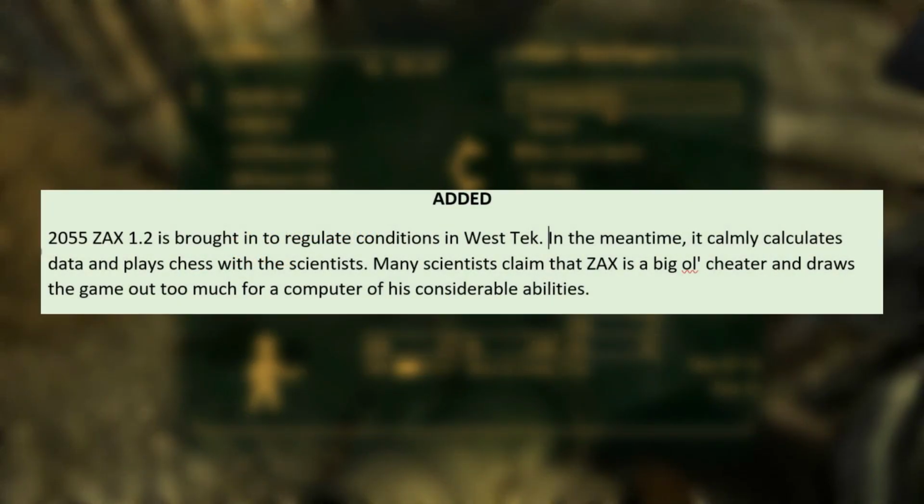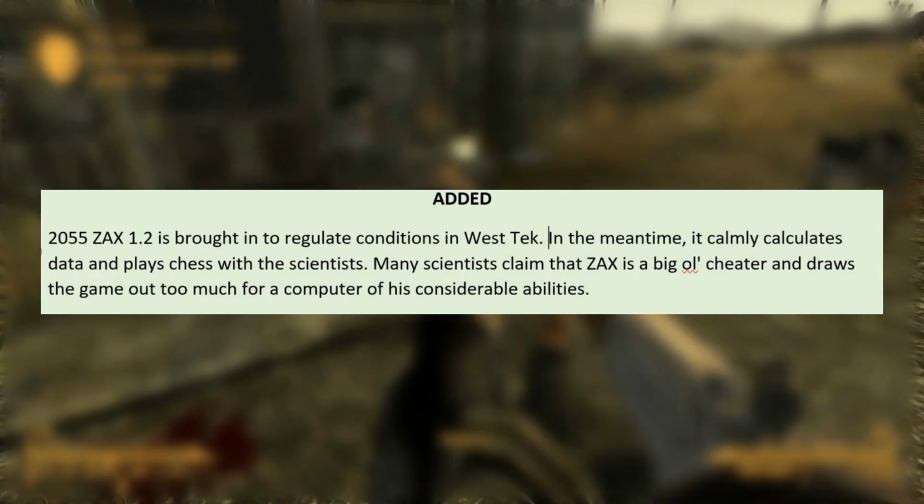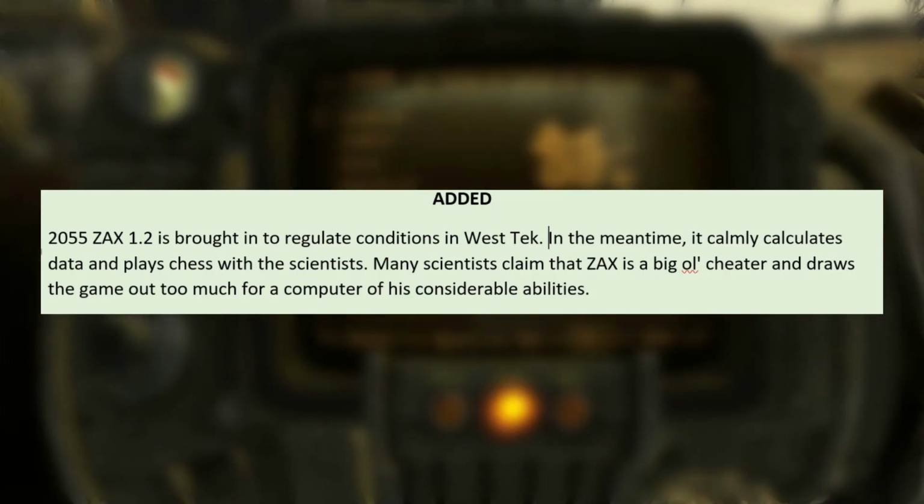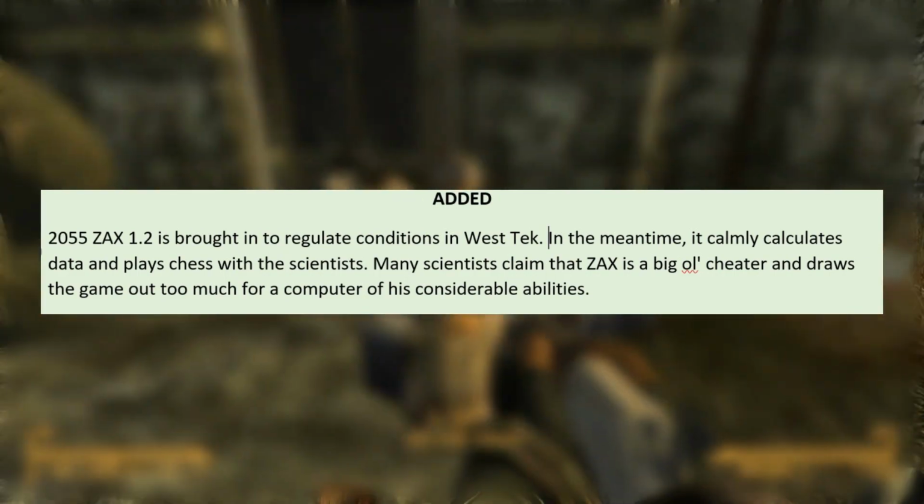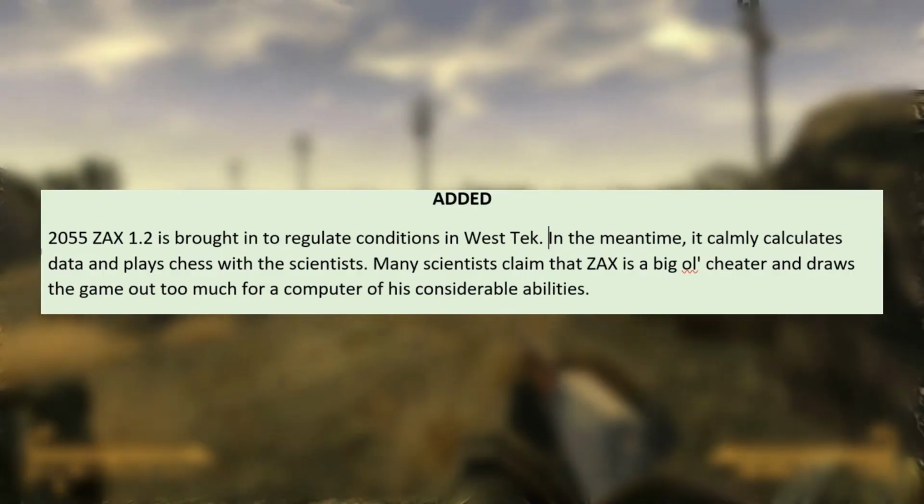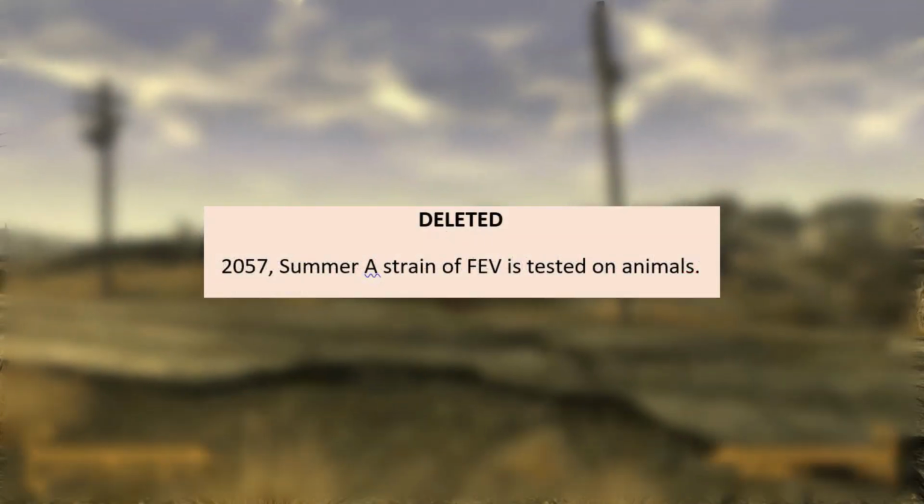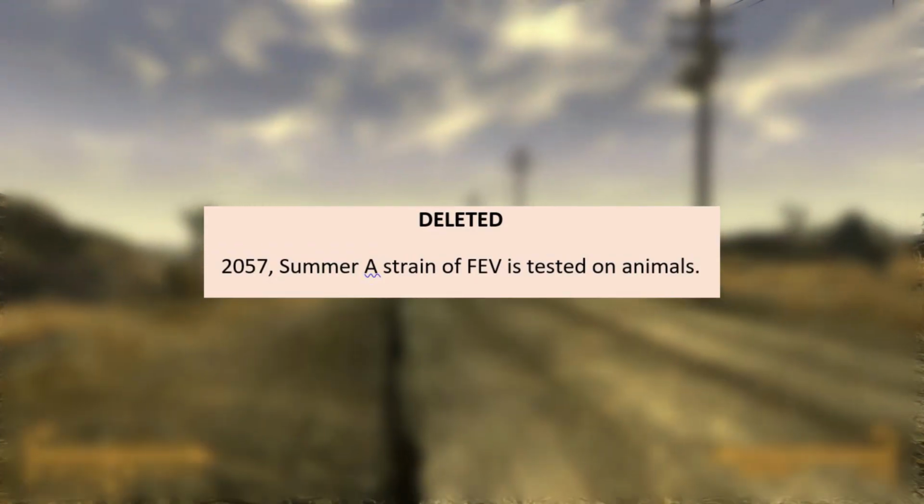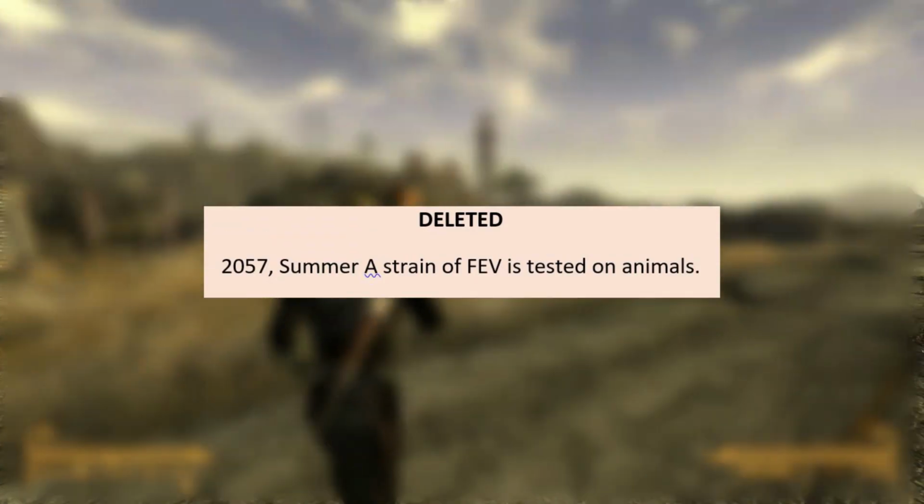In 2055, Zax 1.2 is brought in to regulate things at WestTech. Chris added this, and I thought it was too funny to leave out. In the meantime, it calmly calculates data and plays chess with the scientists. Many scientists claim that Zax is a big old cheater and draws the game out too much for a computer of his considerable abilities. Chris removed the 2057 entry that mentioned that a strain of FEV is tested on animals.